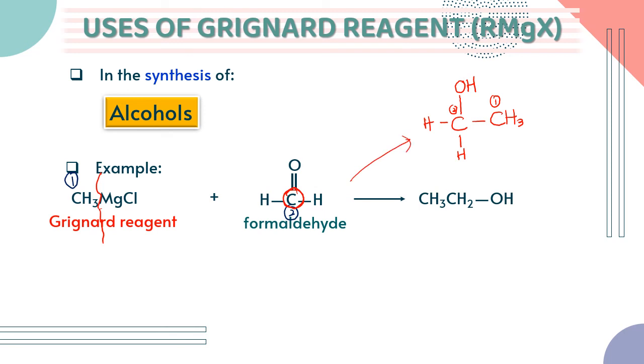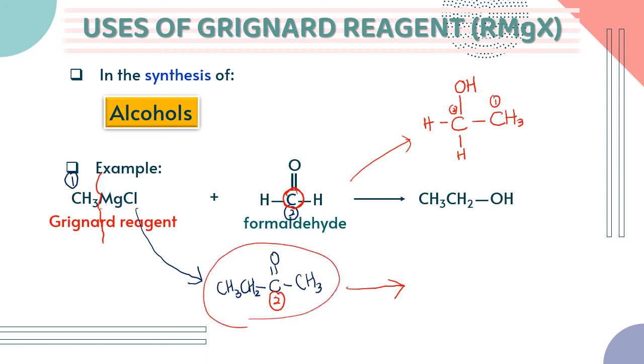Okay, so if it's this one, let's say I give you another example. Still the same Grignard reagent, I add with a ketone. C double bond O, CH3, CH3, CH2. So here will be the site for carbon number 2. So the product, you can start by drawing this one first.